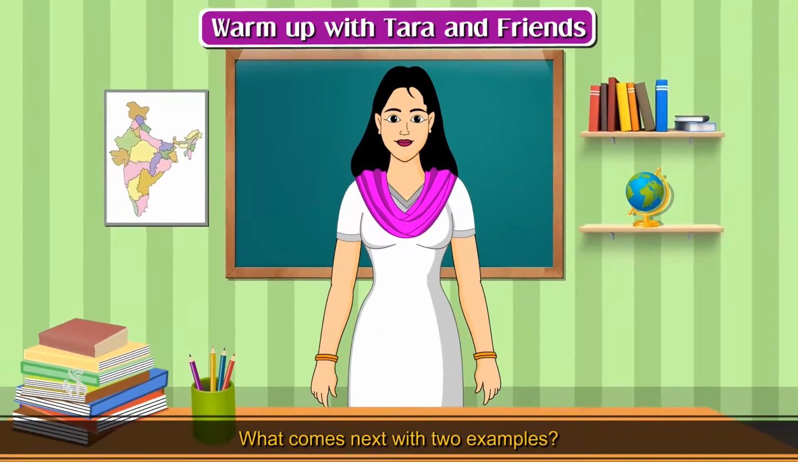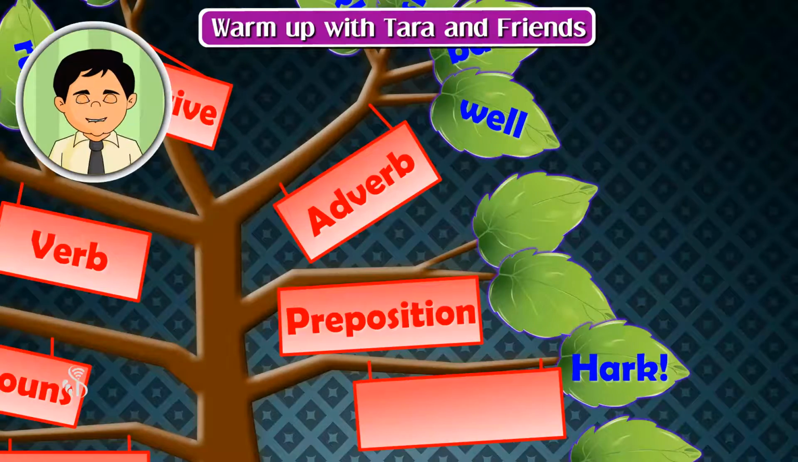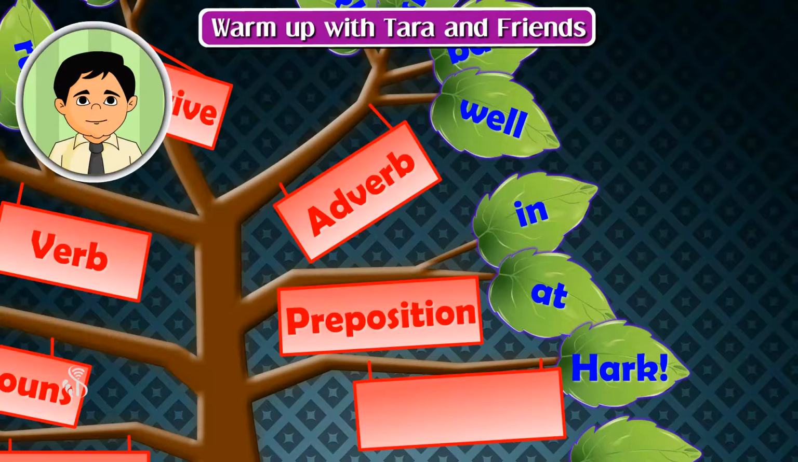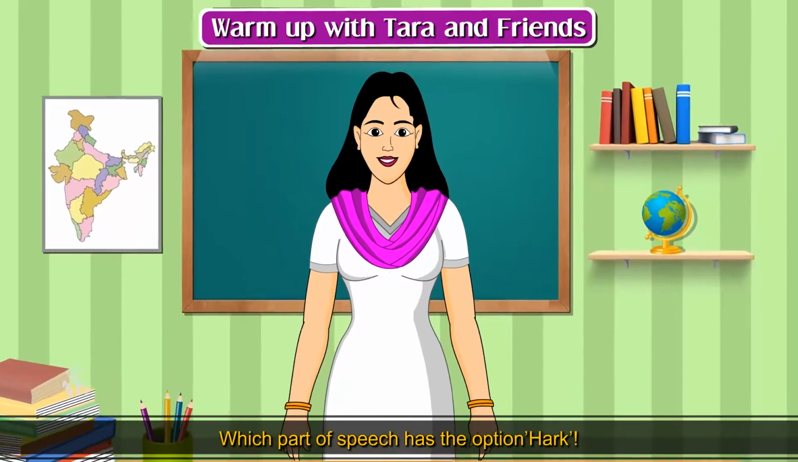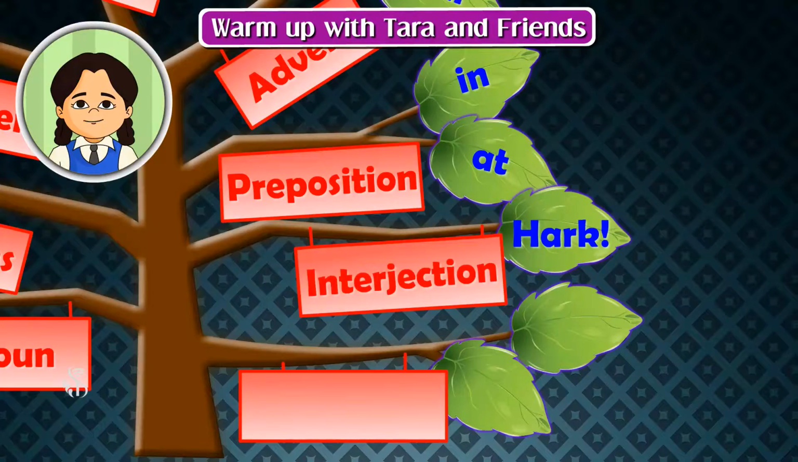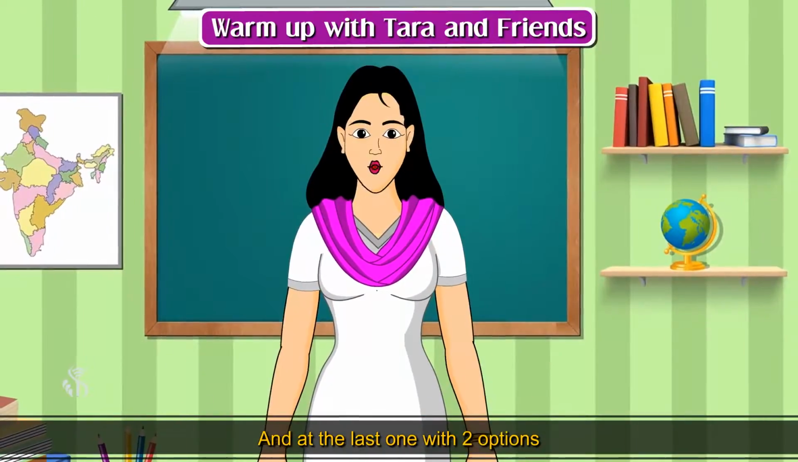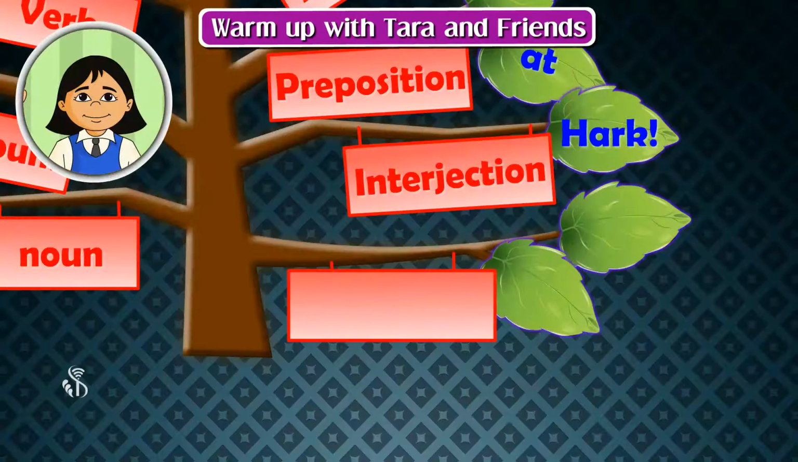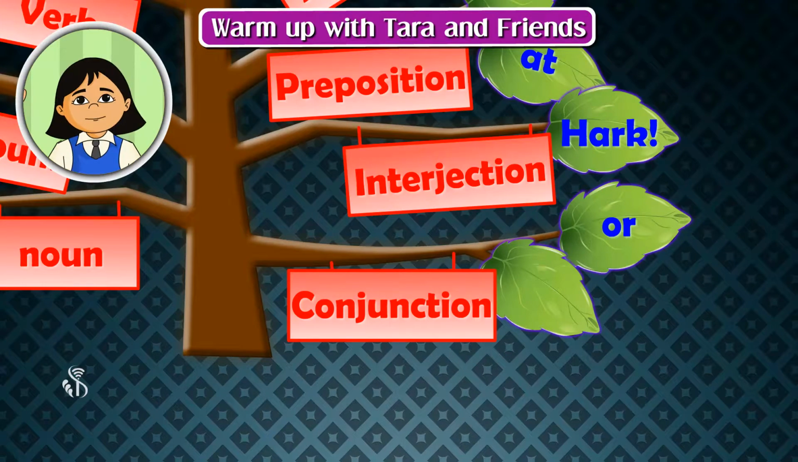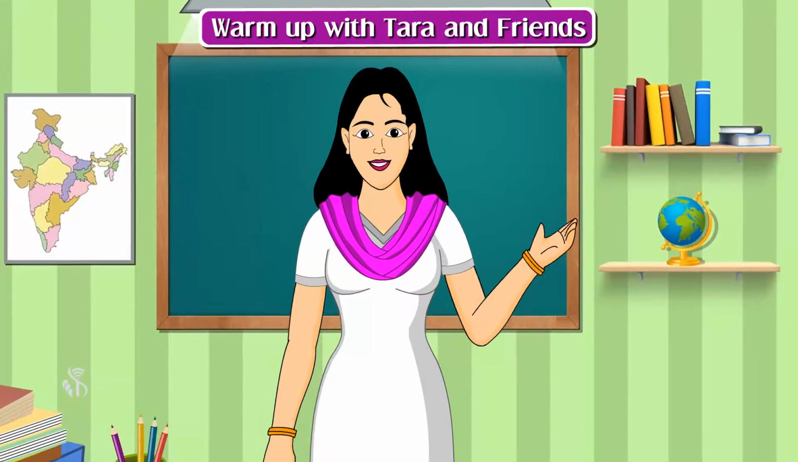What comes next with 2 examples? Preposition: in, at. Which part of speech has the option hark? Interjection. And the last one with 2 options. Conjunction: or, and. Well done, children.